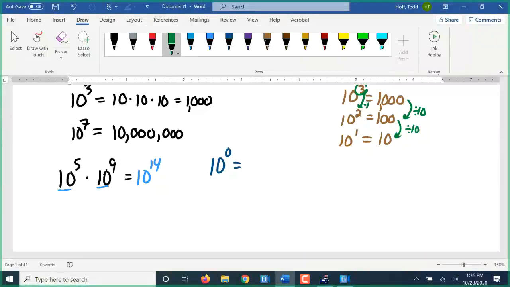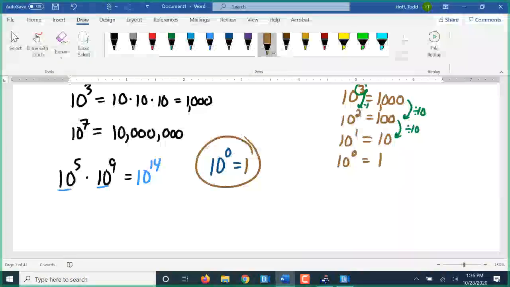So if we keep going and do 10 to the power of 0, we have to divide this by 10 again. We've reduced the power by 1. We divide the result by 10. 10 divided by 10 is 1. So 10 to the power of 0 is 1. In fact, anything to the power of 0 is 1. Y to the power of 0 is 1. Or x to the power of 0 is 1. Anything to the power of 0 is going to be just 1.